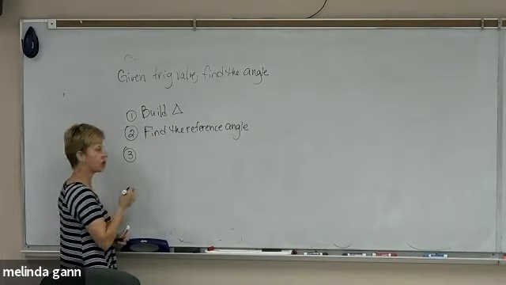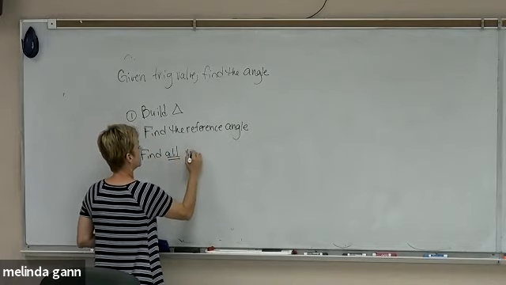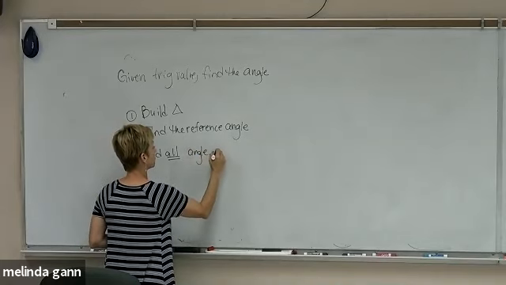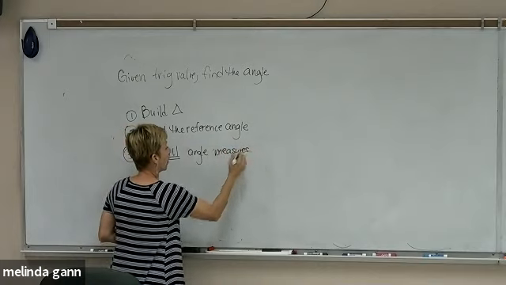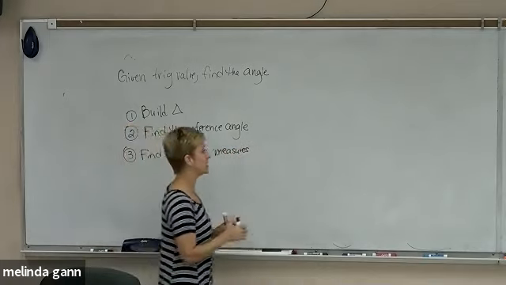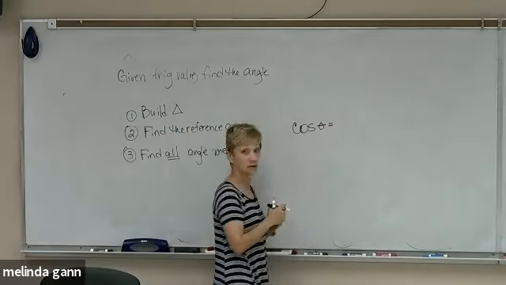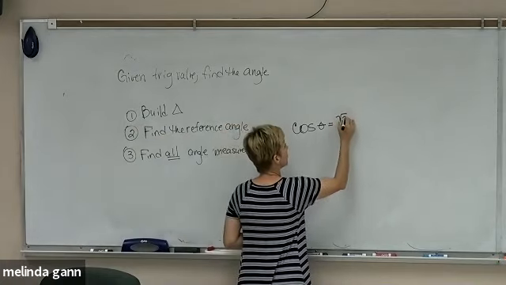Then you're going to have to find all the angle measures that make that true. Now you'll see what I mean in a second by that. All right, so what if I told you this? What if I told you that the cosine of some angle was the square root of 3 over 2?